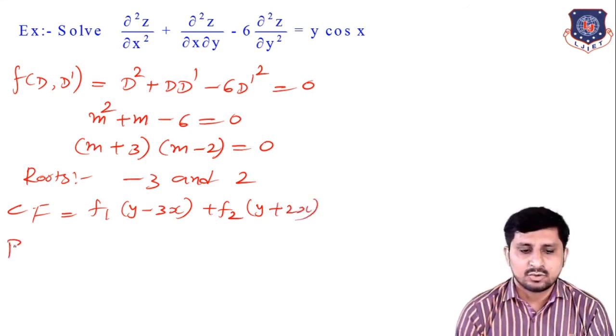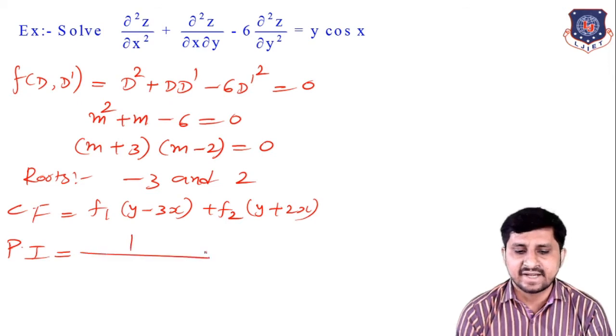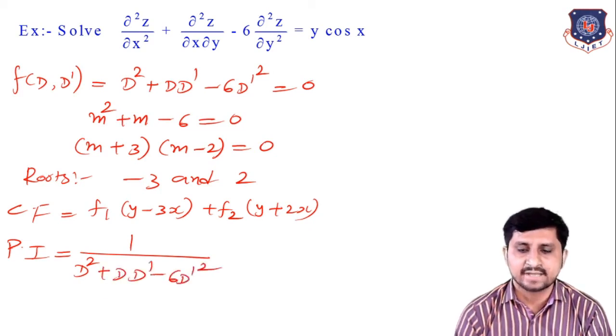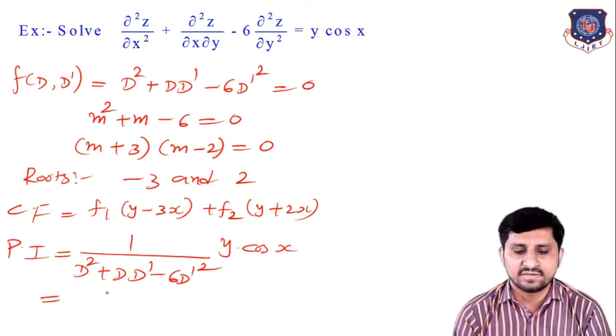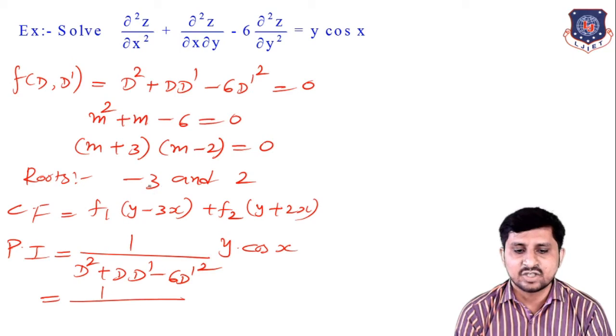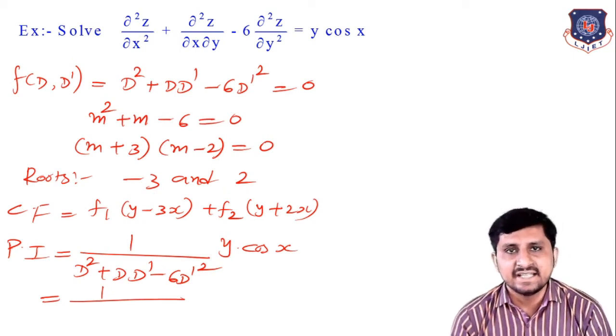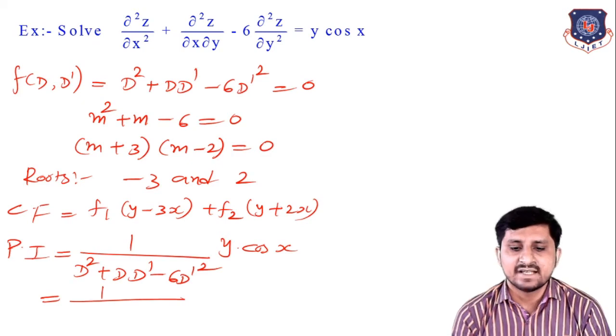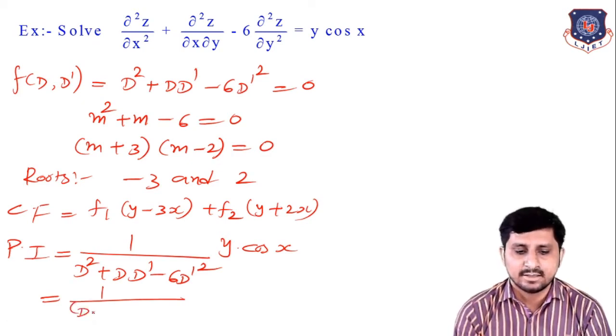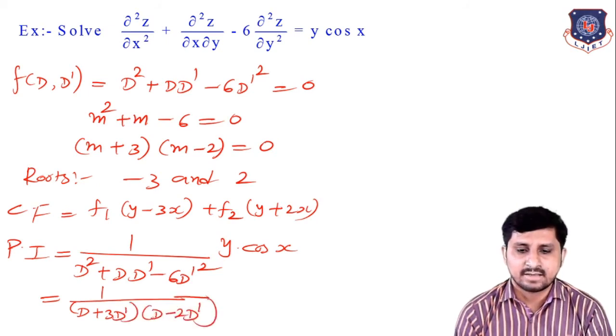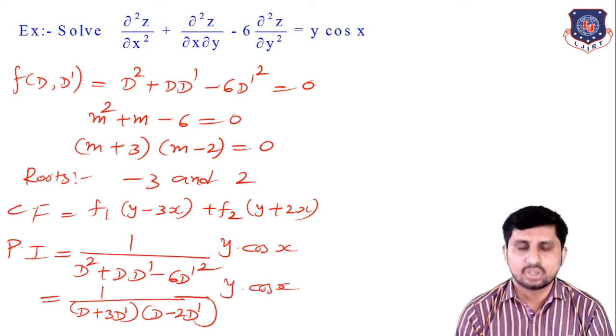Okay, now to write the particular integral, I directly write the factorization of this function. We know that f of D, D', that is D square plus DD' minus 6D' square, and the function is y into cos x. When we convert this quadratic polynomial f(D, D') into linear factors, because minus 3 and 2 are roots, I can write (D plus 3D') and (D minus 2D'). Okay, so this is (D plus 3D') and (D minus 2D'), right? And the function is y into cos x.